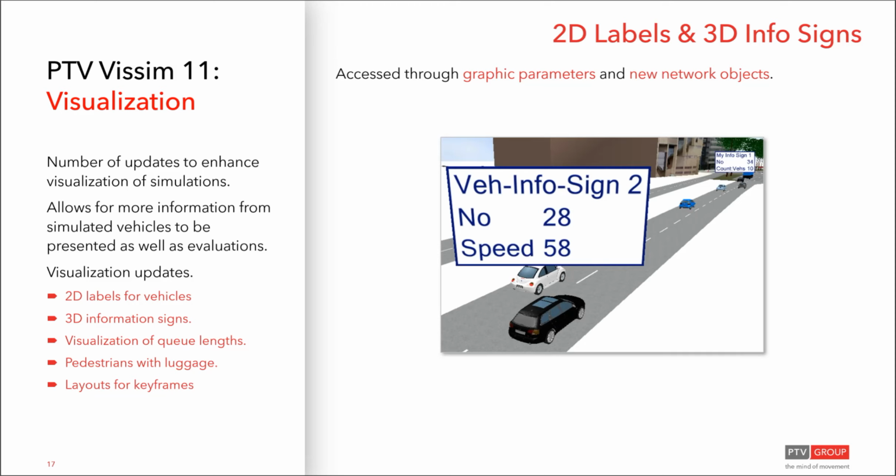Likewise, you can add info signs to vehicles. So again, showing maybe the vehicle number or the vehicle speed, and have that as a kind of flag that is above the vehicle as it moves through the simulation as well. So these are different ways that you're able to demonstrate and provide information about different vehicles and pedestrians in the simulation, again, as the simulation is running.